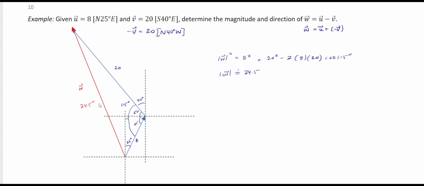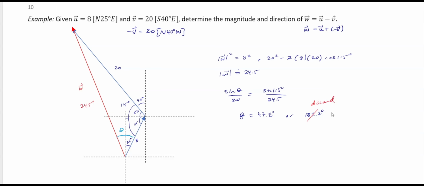And so what I can do from there is, if I want to find this entire theta, so I'll put it in light blue right here. I'm going to find this theta using sine law. So sine theta over 20 is equal to sine 115 all over 24.5. And so theta is equal to 47.8 degrees, or 132.2 degrees. I can see right here this is an acute angle, so I'm going to discard this.